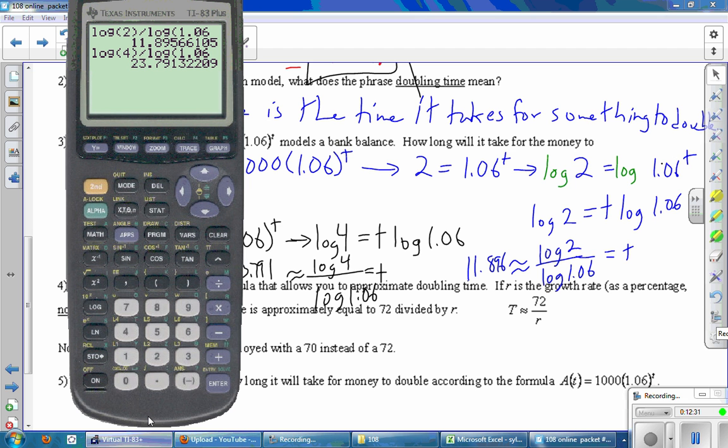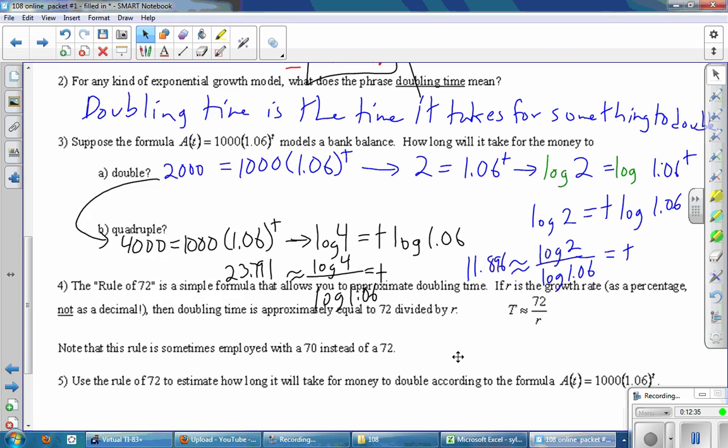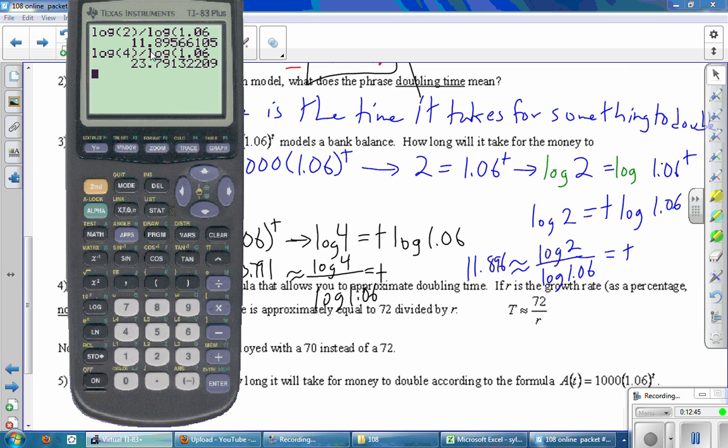So did you notice anything about the relationship between the two answers to these problems? It takes just about 12 years to double, and then just about 24 years to double the second time. So I don't know. What if we subtract these two answers? Or what if we divide the two answers?